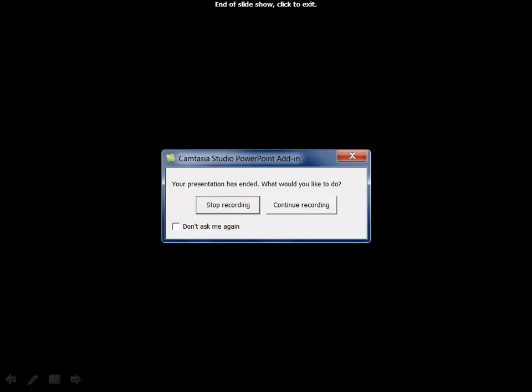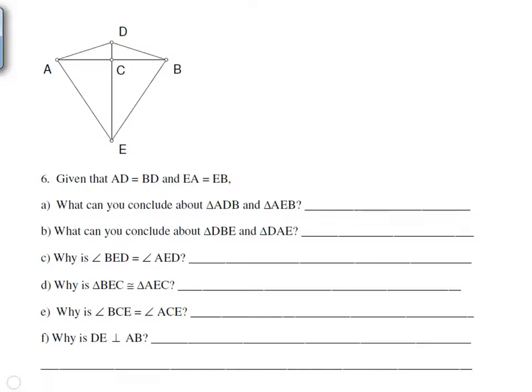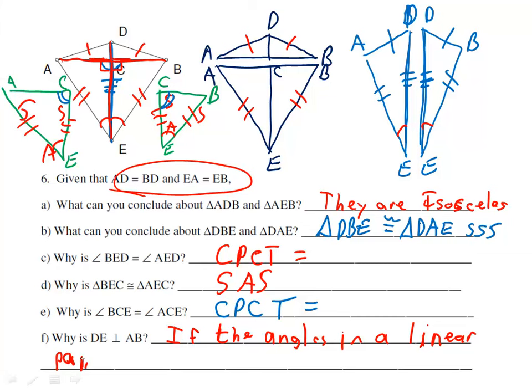Sorry about that little excursion. The angles in a linear pair are equal, then their sides are perpendicular. And that is called Theorem 8.